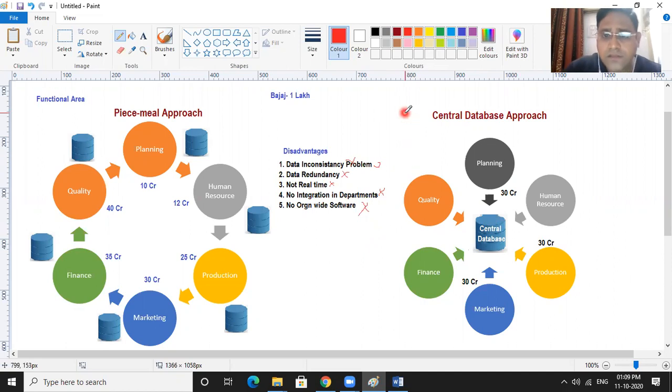So now, guys, all the organizations that want growth in industry, that want to be successful, for them this central database approach is very important. That is why you will see that in all the banks, all the universities, and any big organization, all the MNCs, they will all have some information system or ERP system with them, which follows this central database approach.